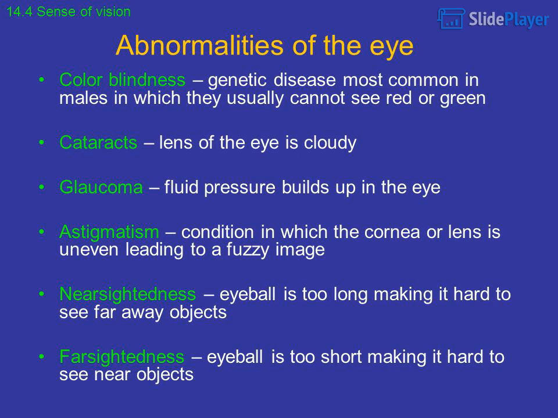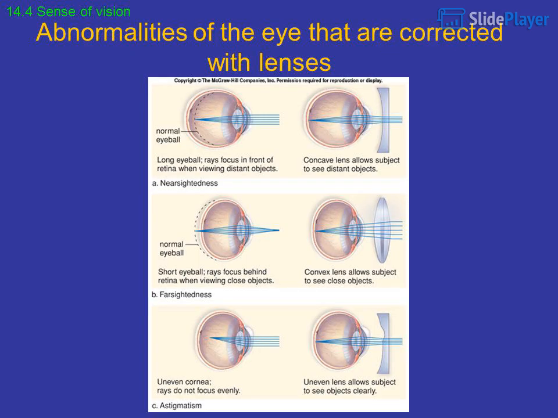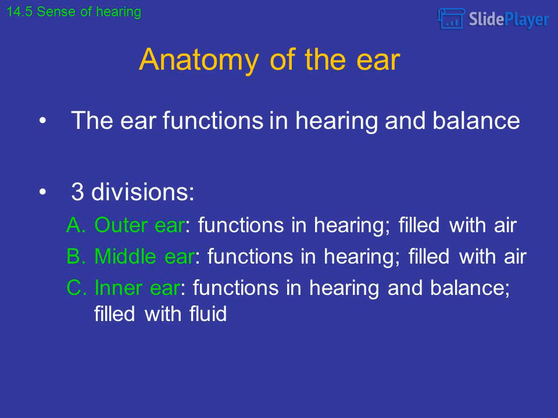Nearsightedness, eyeball is too long making it hard to see faraway objects. Farsightedness, eyeball is too short making it hard to see near objects. Abnormalities of the eye that are corrected with lenses. Anatomy of the ear, functions in hearing and balance.